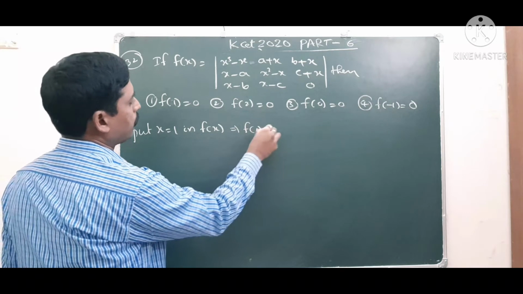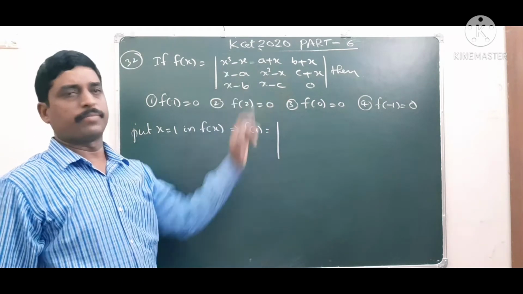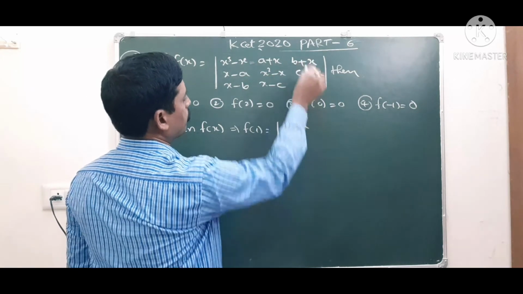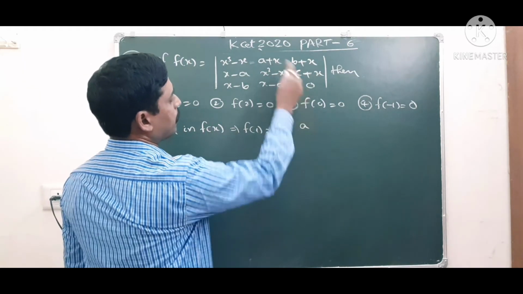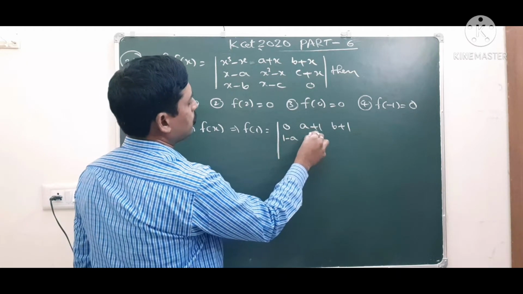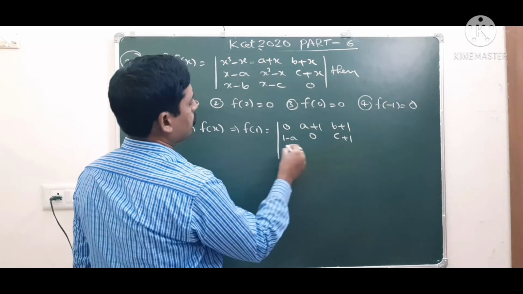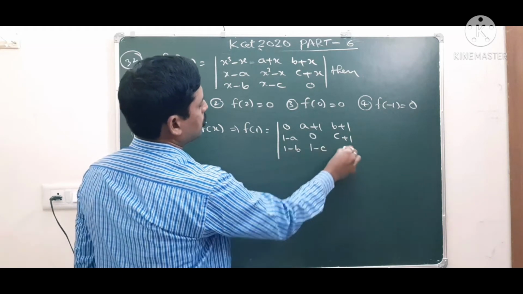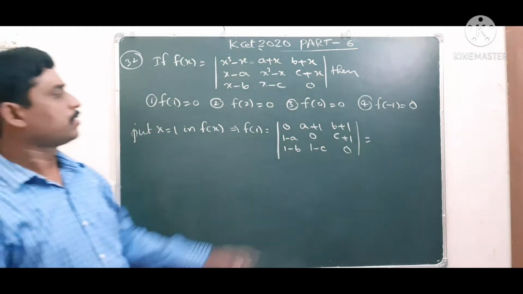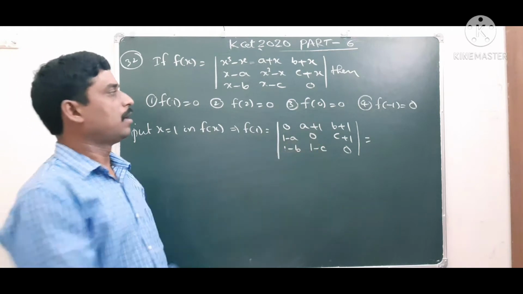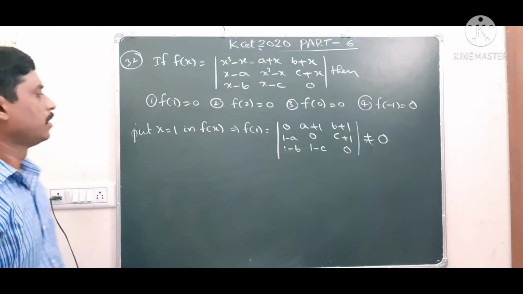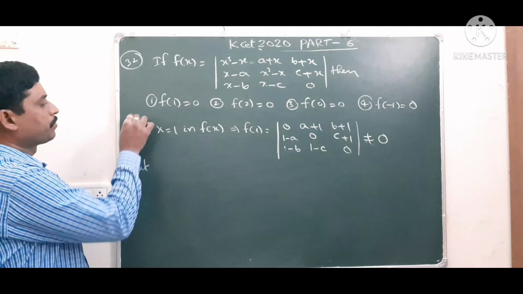Therefore f of 1 is equal to, substituting x equal to 1: 1 minus 1 is 0, a, x equals 1 so a plus 1, b plus 1, 1 minus a, 0, c plus 1, 1 minus b, 1 minus c, 0. So after simplification, this value is 0, since 0 into anything is 0. This is not equal to 0. Put x equal to, the second option, option 1 this is.